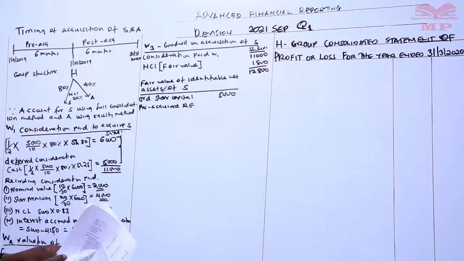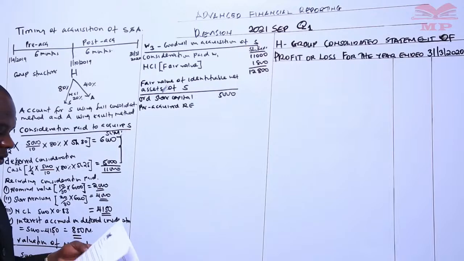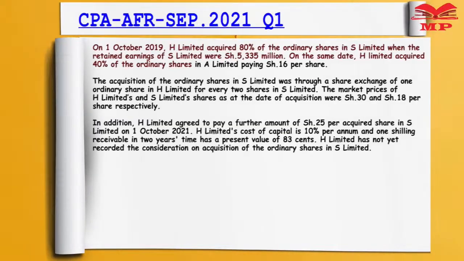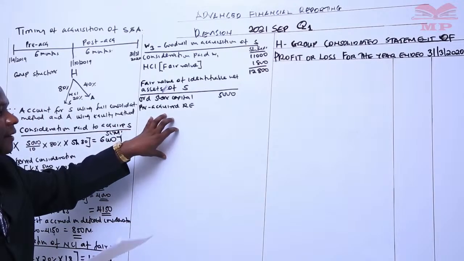Pre-acquired retained earnings are given in the introductory statement. You're told that on 1st October 2019, H Limited acquired 80% of the ordinary shares in S when the retained earnings of S were 5,335 million. On the same date, H acquired 40%. So that is pre-acquired retained earnings.